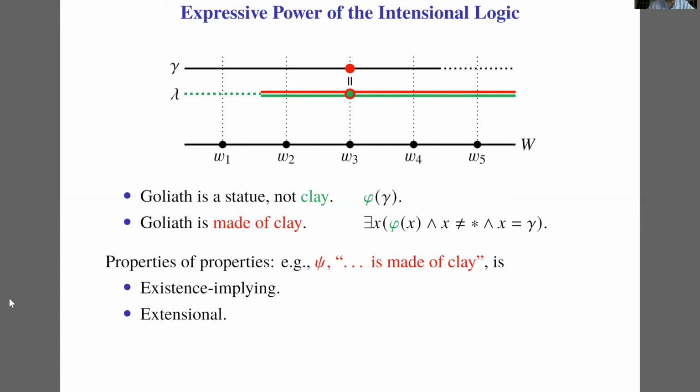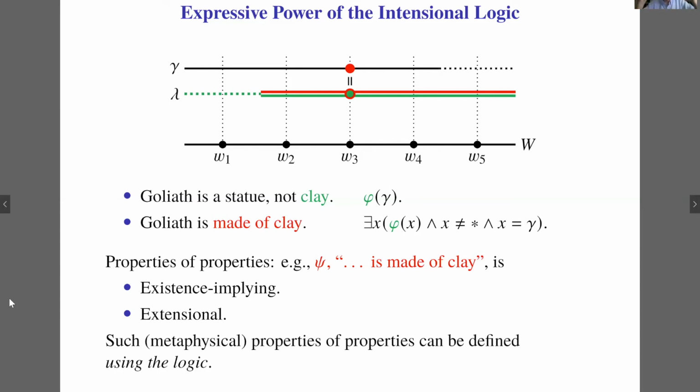So the general point is that properties of properties, for instance, this happens to be clay even though as a matter of sortal it cannot be. It may be otherwise, but it is made of clay. It happens to be clay. That sort of thing: properties of properties can be defined using this intensional logic. That's the point. And this is one example, but the more crucial example is the following.